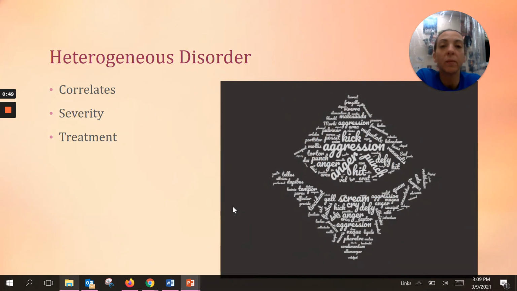So the first thing that the book mentions is that it is a heterogeneous disorder. So disruptive behavior disorders manifest itself in many different ways. And there's many different correlates. So there's different sociological, social, biological, cognitive, and emotional correlates. So each student with an emotional behavioral disorder might have different social backgrounds, biological predispositions, cognitive abilities, and emotional issues. The severity of the disorder differs from student to student, and the treatment also differs from student to student.